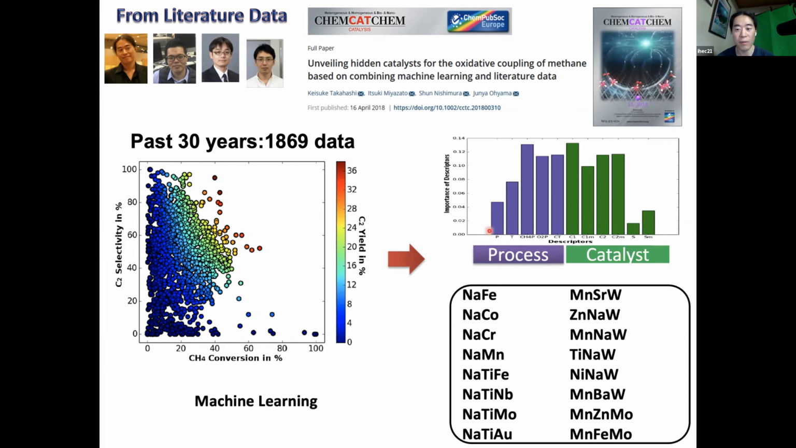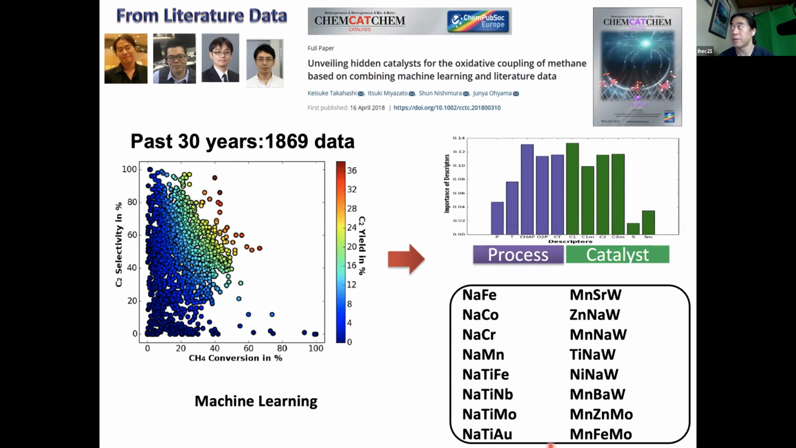So that's what the machine told us. We cannot only look for the catalyst; you also have to look for the processing condition. Also, the machine told us roughly 20 catalysts were found here, and some of the catalysts had not even been discovered before.